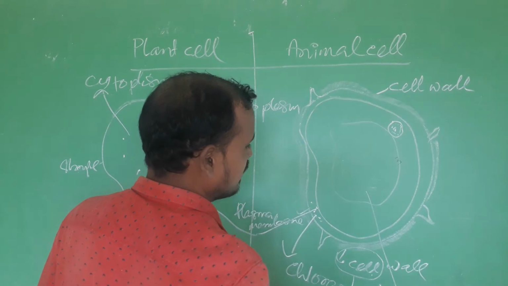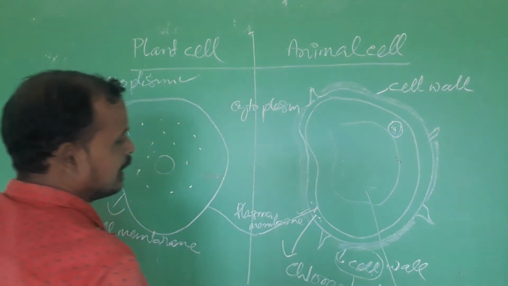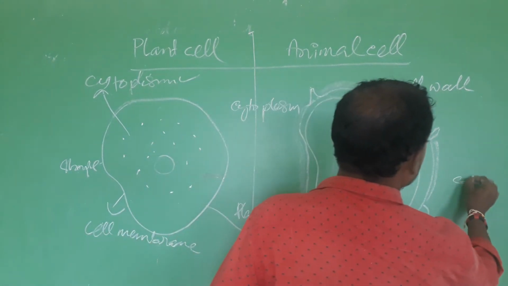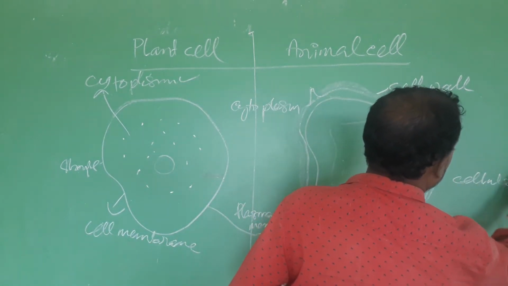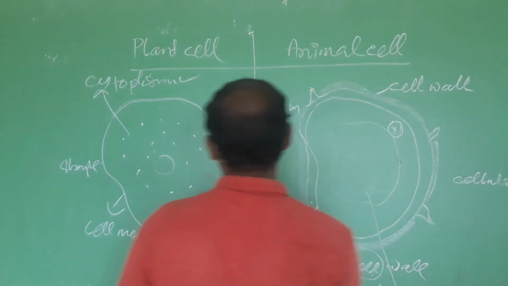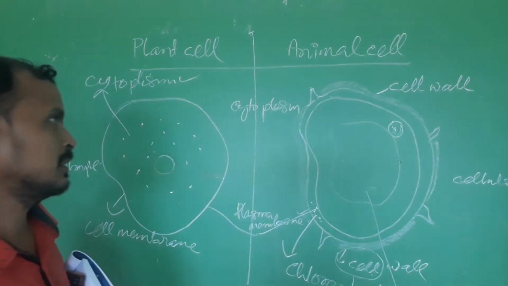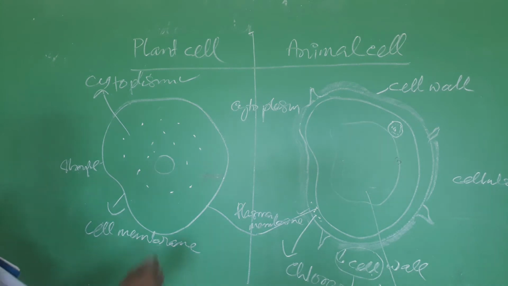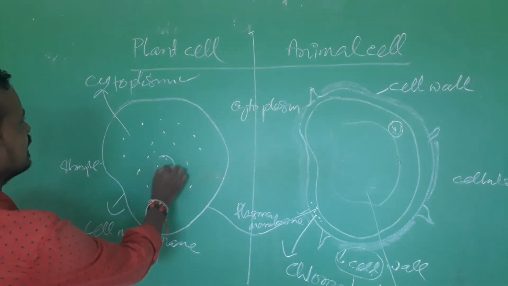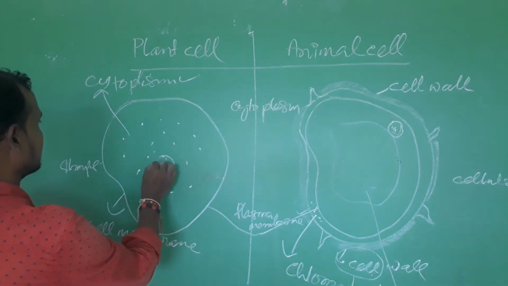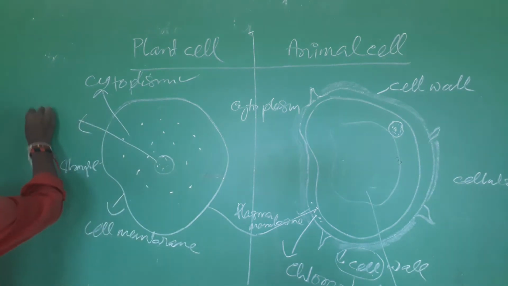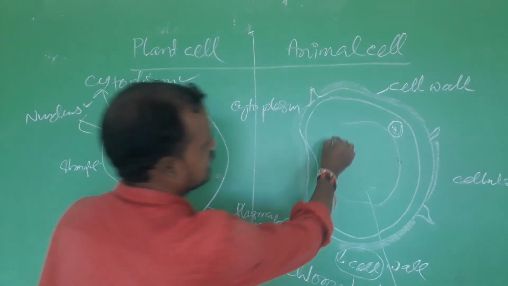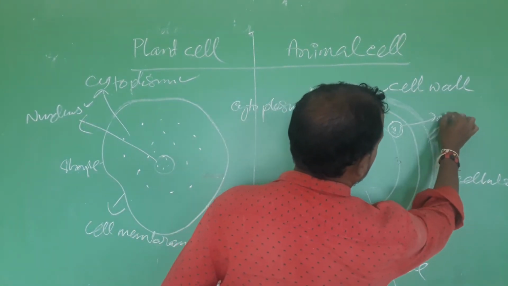Okay, what is cell wall? This is the hard covering made up of cellulose, and it provides rigidity or hardness to the plant cell. Got it? So when nucleus is concerned, here also you will find nucleus. Okay, this is the nucleus. Okay, and in plant cell also you will find nucleus.